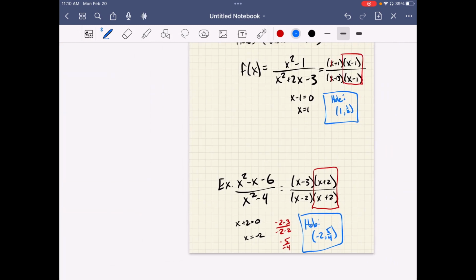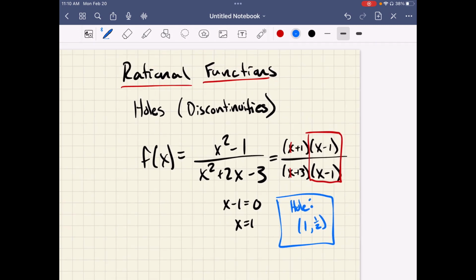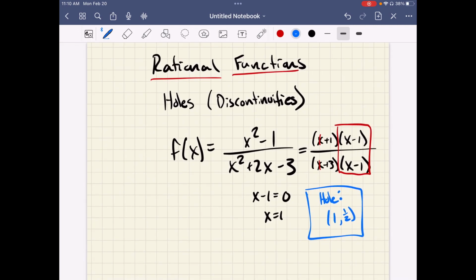Okay, so just to recap, what we do is we factor both the numerator and denominator, find the matching set of factors that appear both in the numerator and denominator, set that equal to 0, and solve for my x value. That gives me the x value for my coordinate for where my hole or discontinuity is. I plug that back into my original function, and that will give me the y value where my hole or discontinuity occurs. Hope this video helps, and we'll see you in the next one.